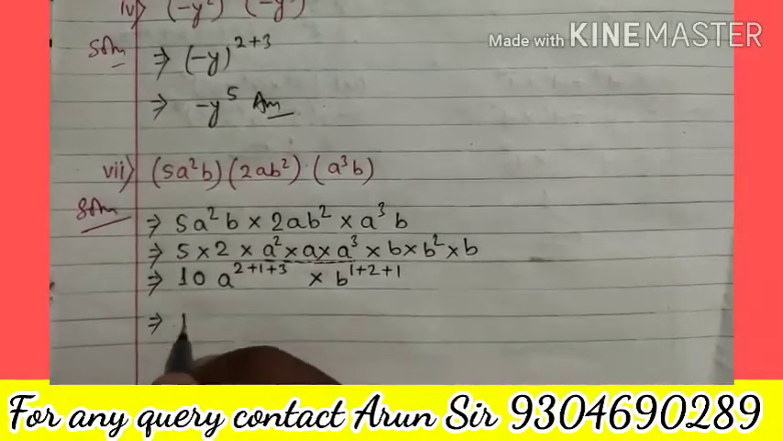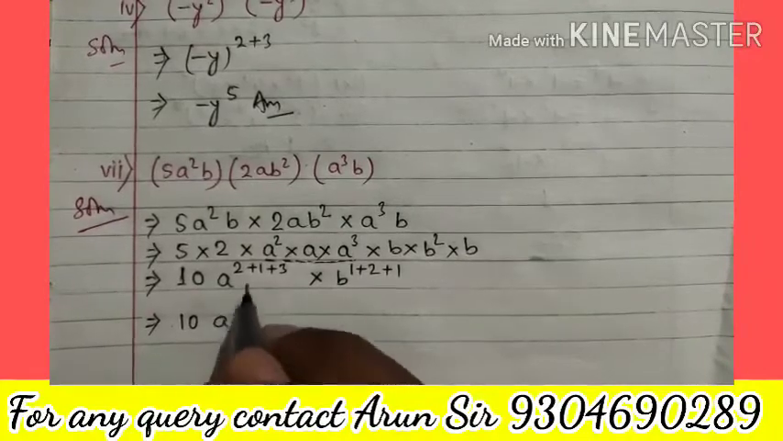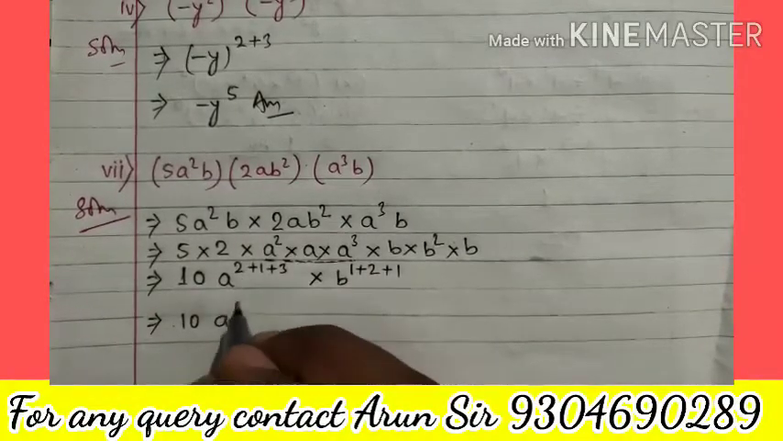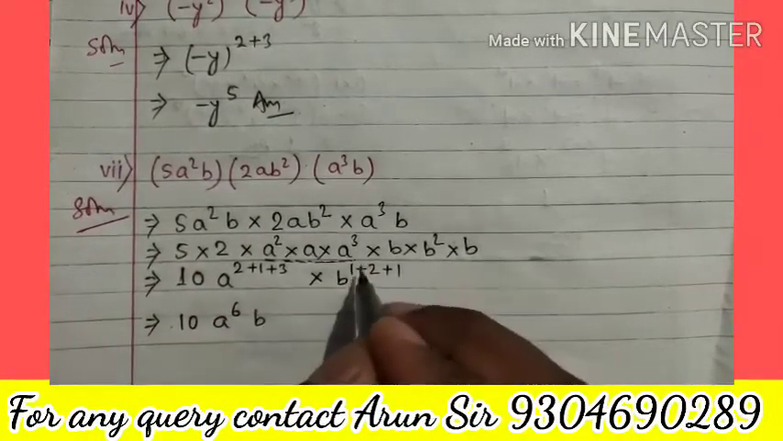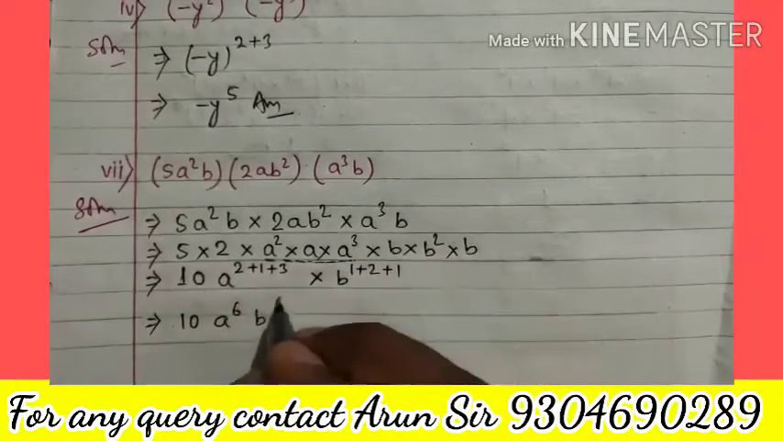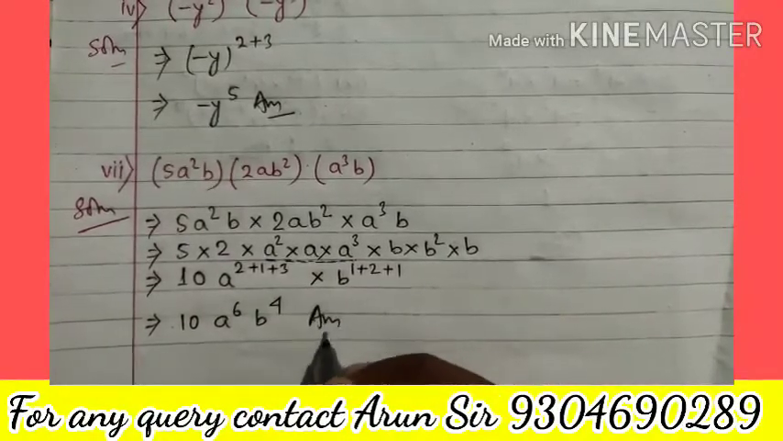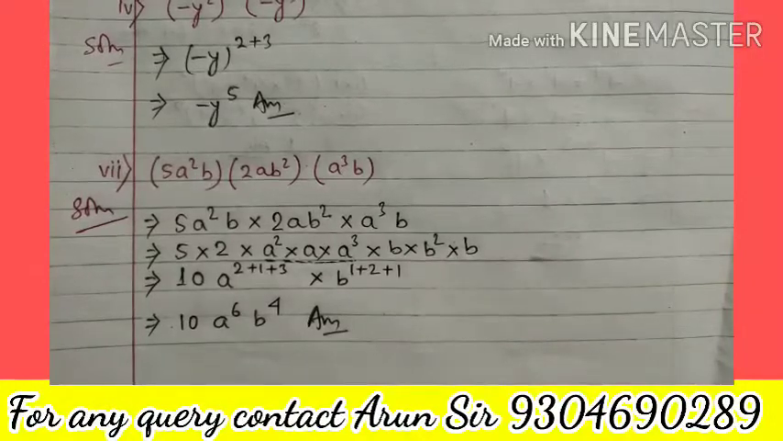In the next step 10. A to the power 2 plus 1, 3, plus 3, 6. B to the power 1 plus 2, 3, plus 1, 4. This will be your answer. Next we will see question number 8.